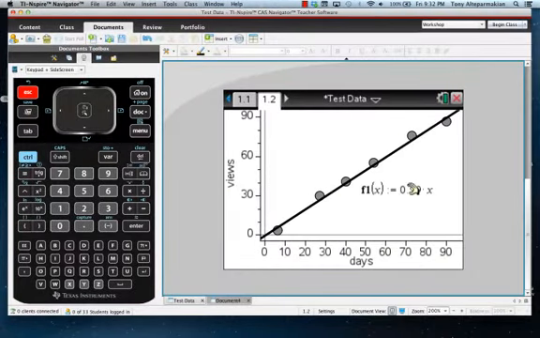And so it looks like this equation works. It pretty much goes through the center of my points. I don't need any vertical up or down adjustment. It looks like it hits the points pretty well. And so there's our data analysis of the video Call Me Maybe.